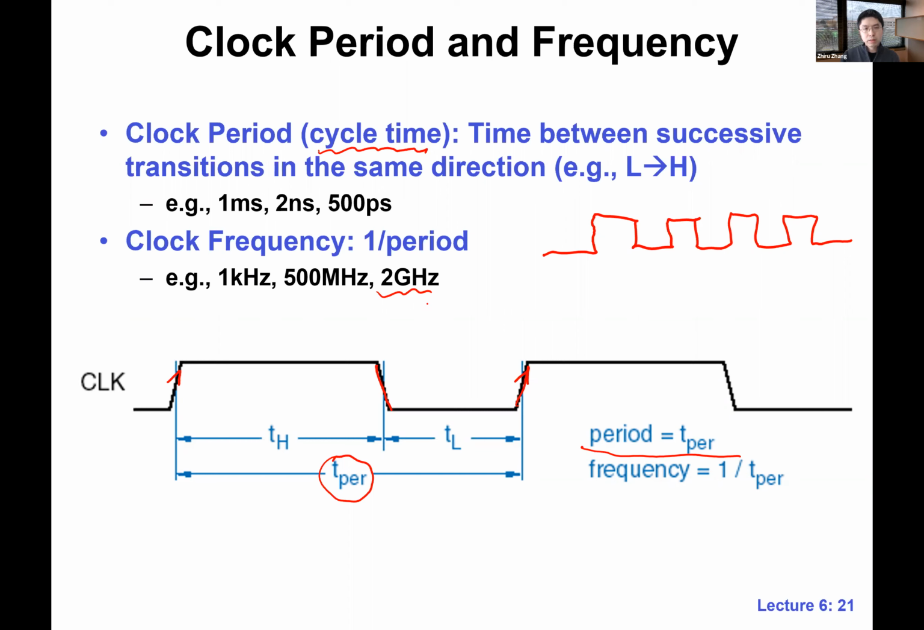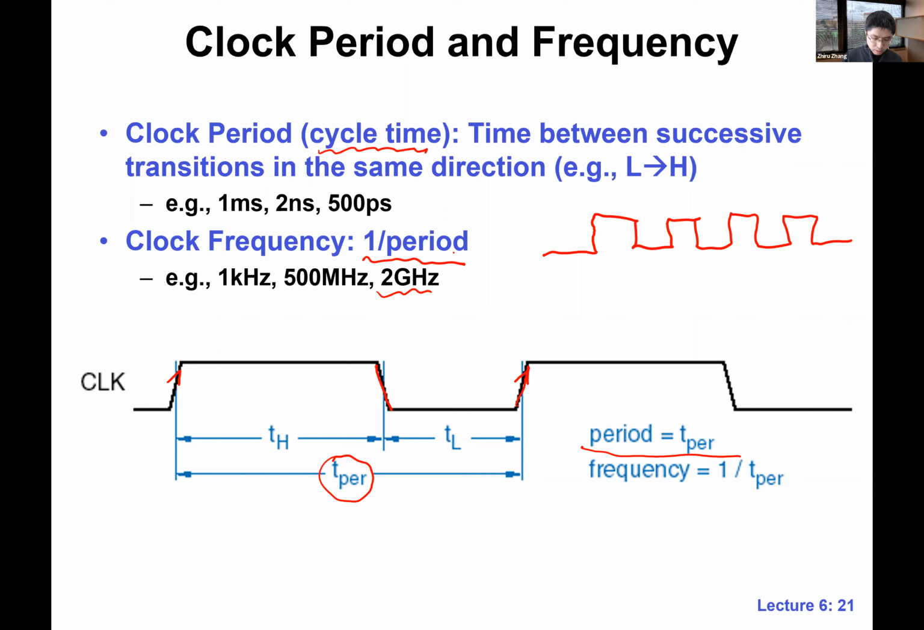Make sense? Later on, it'll be clear pretty soon. In most cases, the higher the frequency, the better the performance, but not quite actually. It'll be more clear in the second half of this class. But this is an important metric, and the frequency is basically the inverse, the reciprocal of the clock period.